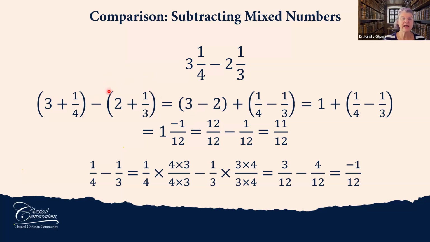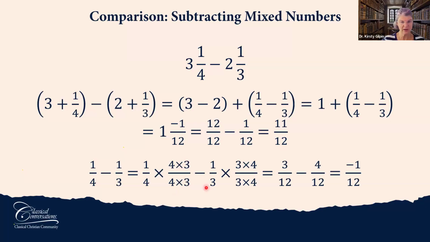Then I can use my associative and commutative laws to rearrange, keeping things in the same linear order, like I didn't do 2 times -3, so that's why I can do this. I have 3 minus 2, and then I have 1/4 minus 1/3. So we can sit here and go, well, that part was easy. That's 1.